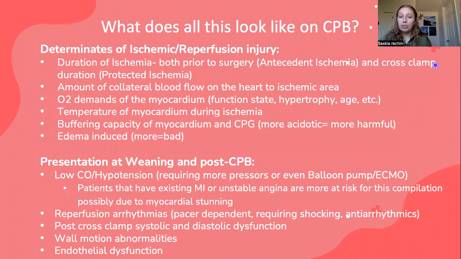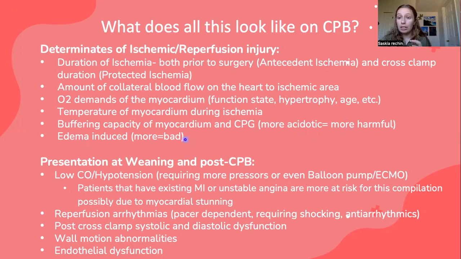But overall, just again to review, the determinants of both ischemic and reperfusion injury together are going to be, really significantly for our use, the duration, so how long was your cross clamp, as well as what is pre-existing. So if it's pre-existing really bad and you have a long cross clamp time, you've got to be looking out for the presentation of reperfusion and ischemic damage post-op and weaning. The amount of collateral blood flow to the heart, the amount of oxygen demand, the function, hypertrophy, your age, the temperature at which you arrested during ischemia, your buffering capacity, so how long was your heart remaining in that acidic environment, and then your edema induced.